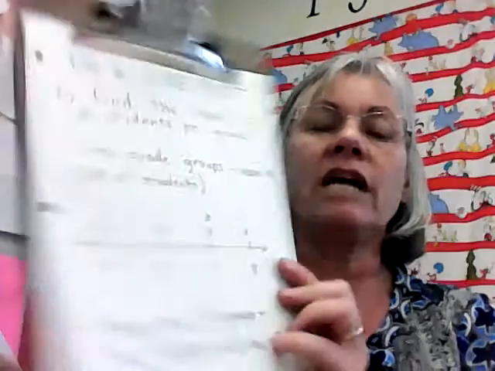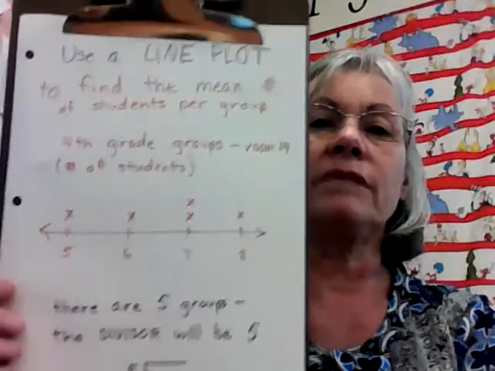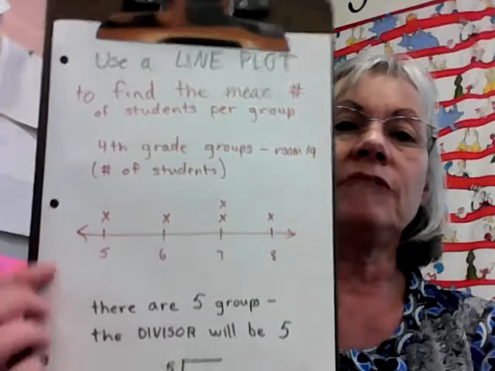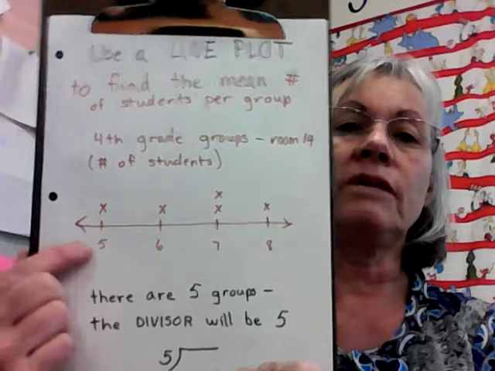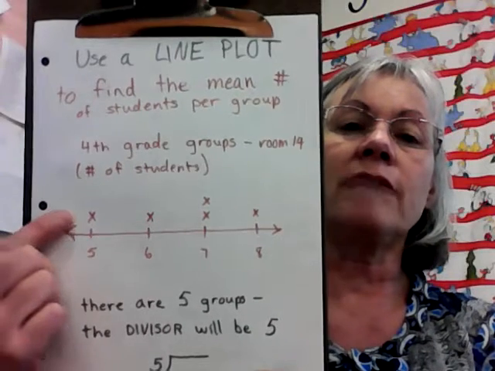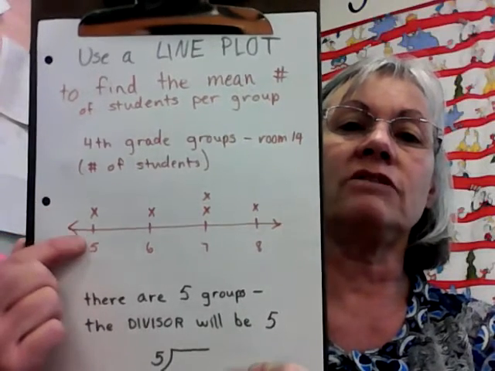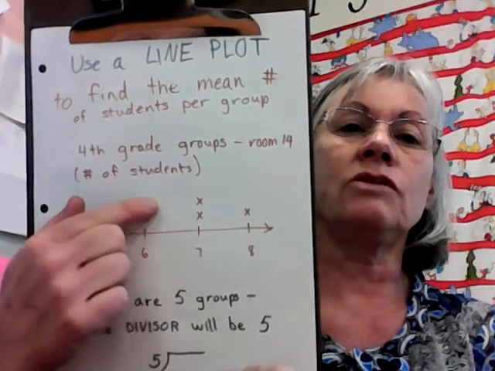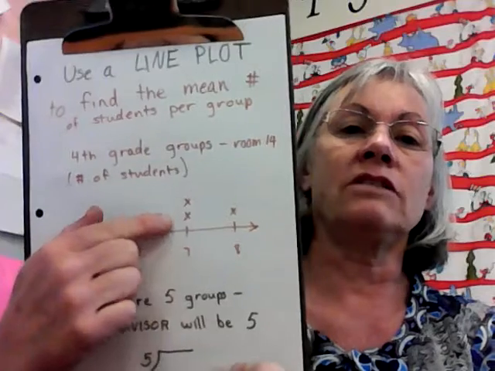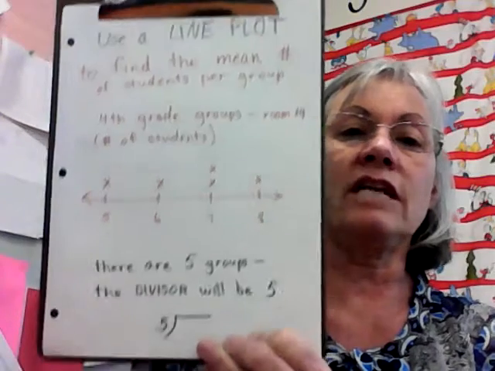All right, next we're going to use a line plot to find a mean. And if we're imagining that we have our classroom set up in groups, we're going to find a mean of how many students are in each group. There's one group on this line plot. It shows one group of 5 students. It shows one group of 6 students. It shows 2 groups of 7 students and one group of 8 students.